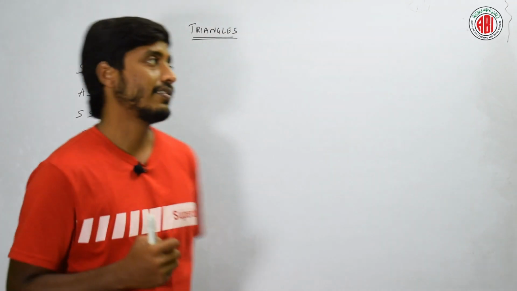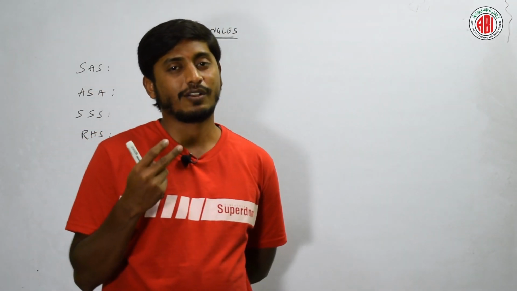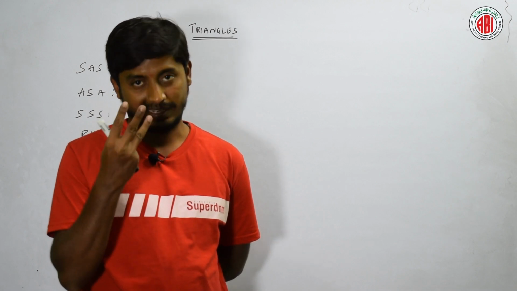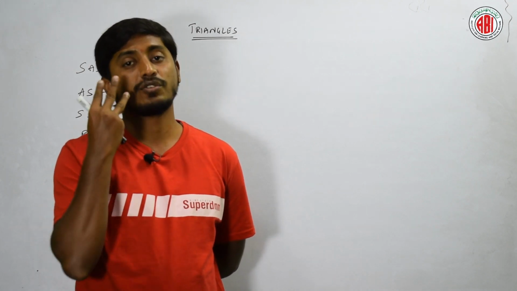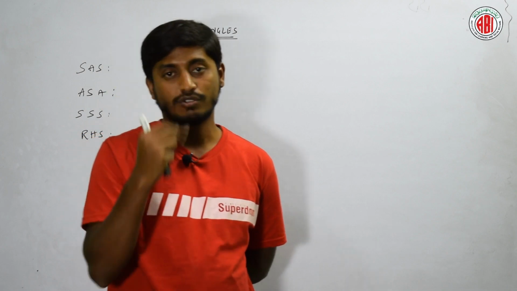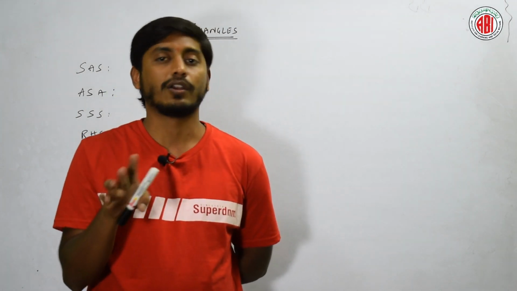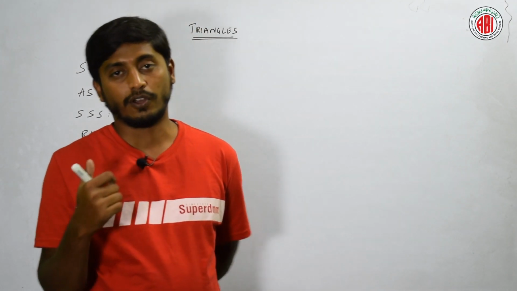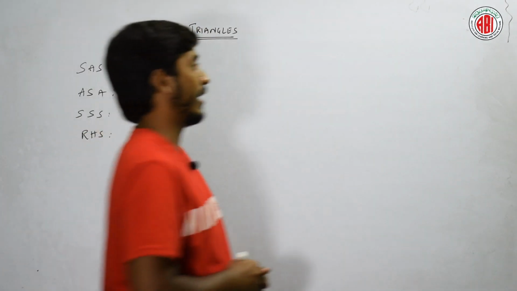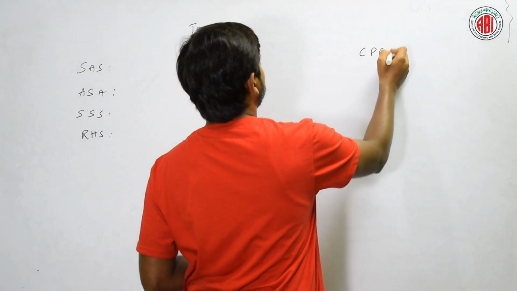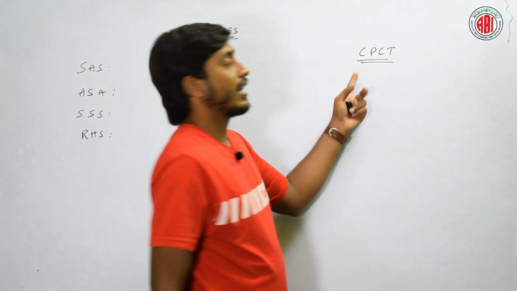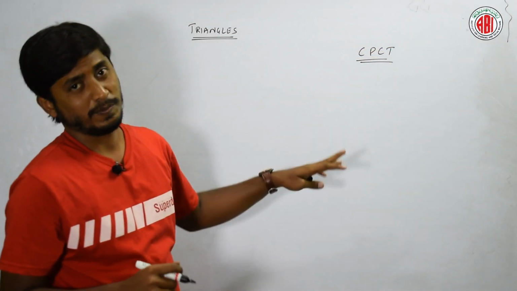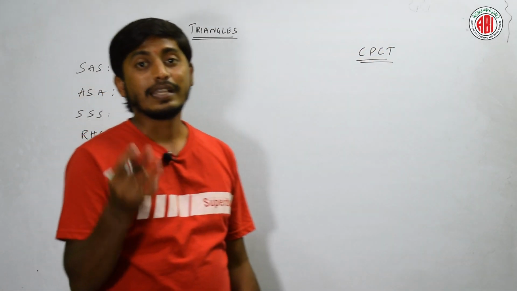What are the parameters a triangle has? It has 3 angles and 3 sides. Based on these, we are going to define the relationship between two triangles, whether they are congruent or not. If yes, what are the basic rules which have to be followed? That is popularly called CPCT, corresponding parts of congruent triangles. What are those parts? Might be angles or sides.